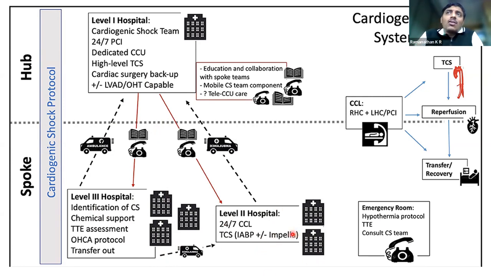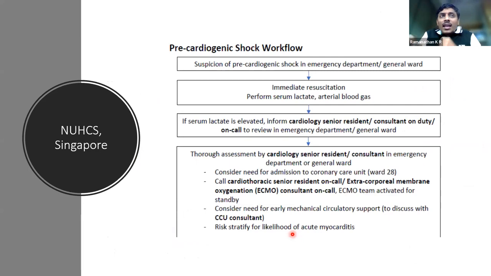So again, organization of a system of care such as this, where you have a hub and spoke model, also helps improve outcomes in cardiogenic shock. Now at our heart center here, we do have a cardiogenic shock team. Our team identifies the patient in the ED. Of course, it's led by the cardiology senior resident or the consultant who sees the patient in the ED, and classifies them as having pre-cardiogenic shock or cardiogenic shock. So that's the first kind of differentiation we get to do.